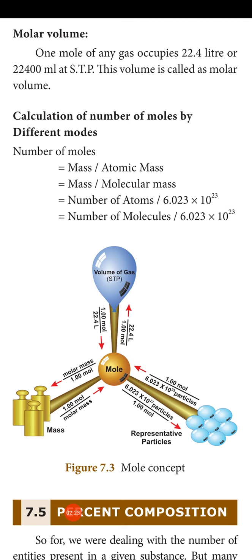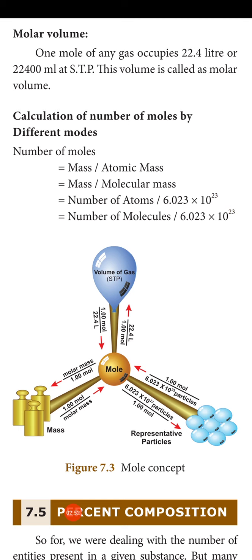What do gases do? They occupy some space, that is volume. 1 mole of any gas occupies some space, and that space is called the molar volume. A proper definition for molar volume is the volume occupied by 1 mole of any gas at STP. STP means standard temperature and pressure.